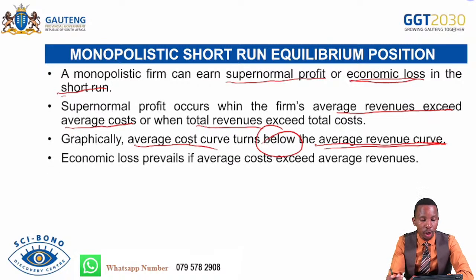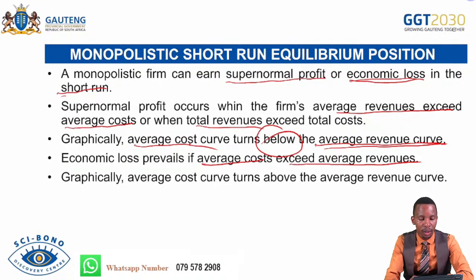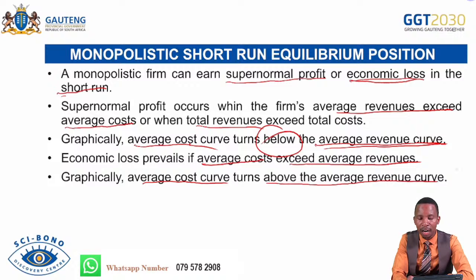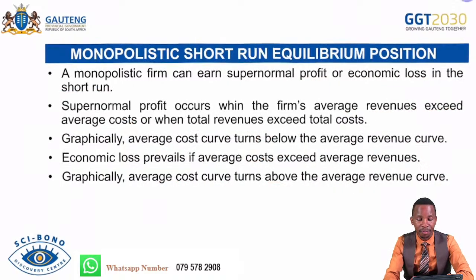And then economic loss prevails if average cost exceeds average revenues, or total cost exceeds total revenues. As for the graph, average cost will be turning slightly above the average revenue curve. So that is the situation: the average cost curve turns above the average revenue curve. That will be explained graphically when we deal with the graph.